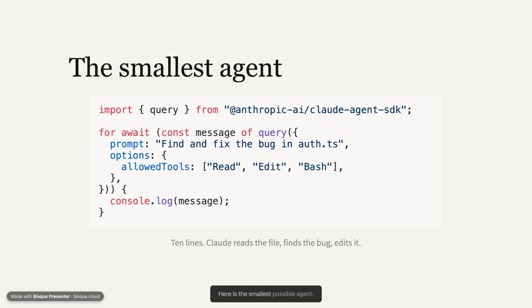Here is the smallest possible agent. Import query. Hand it a prompt and a list of tools the agent can use. Iterate the messages until the stream ends. That's the whole shape. Notice what isn't here. No while loop, no tool dispatch, no accumulating conversation history. The SDK runs the loop. You just watch the stream.